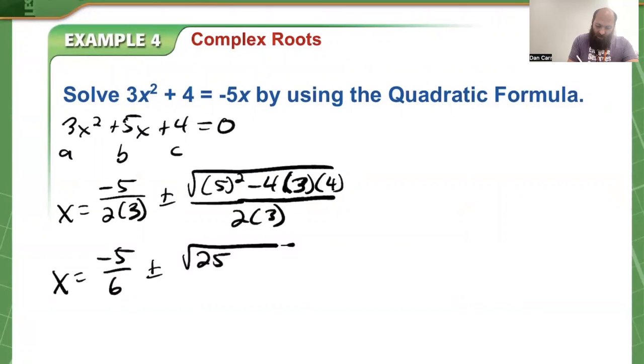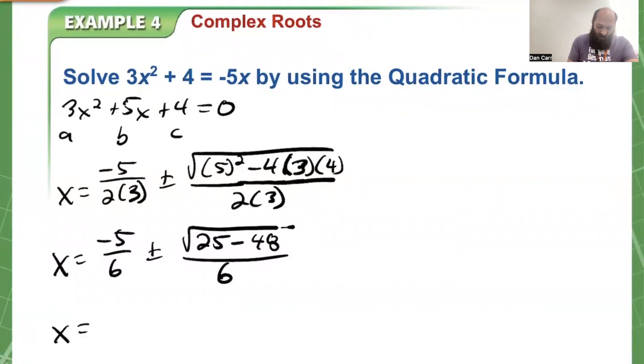Inside we'll have 25 minus 4 times 3, which is negative 12, times 4 is negative 48, all over 6 right there. Okay, so I got 25 minus the 48. That's going to give me negative 23. So x equals negative 5 over 6 plus or minus the square root of negative 23 over 6.